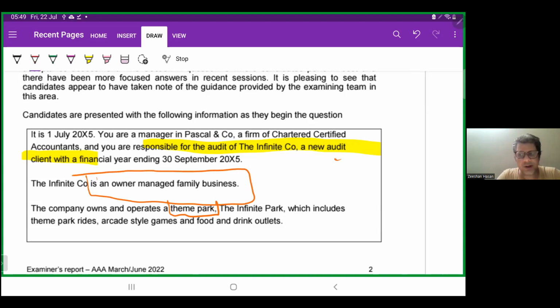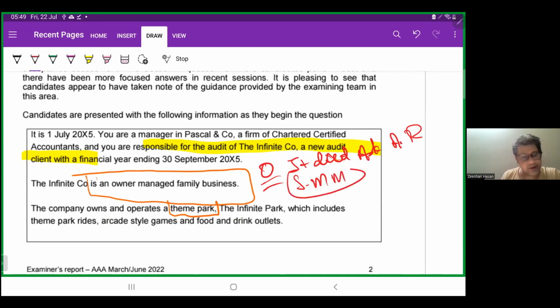Well, many of the students mentioned over here that it is a detection risk and all. Well, you got zero for this. Why? Because it didn't ask you audit risk. It asked significant material misstatements. So you got zero if you said that it is an owner managed business, so they can be biased and all. You got zero because it's not relevant to the scenario. Okay. Anyways, the company owns and operates theme parks, the Infinite Park, which includes theme park rides, arcade style games, and food and drink outlets.